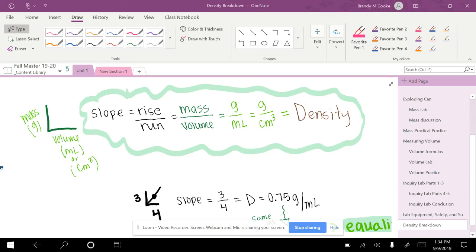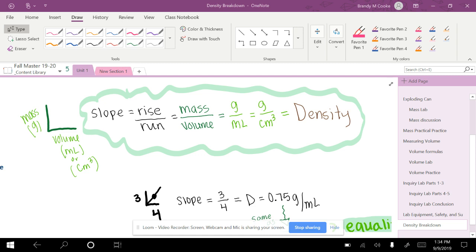Hi everyone, welcome to the density math video. This video is going to specifically talk about density, but it's also going to kind of introduce how you can use conversion factors to make the scary math a whole lot easier.